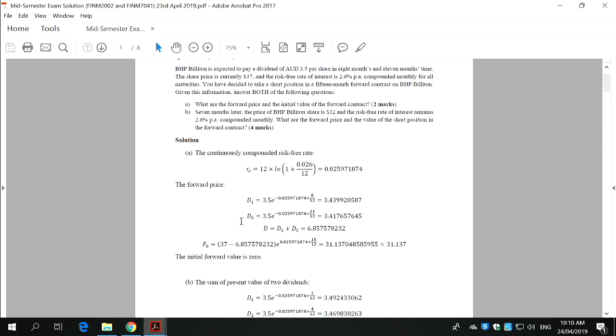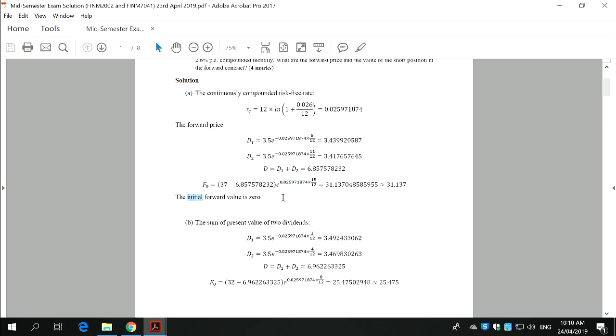Then the next thing you do is you have to strip away the dividends from the current share price. So you were told the current share price is 37. So 37 minus the present value of these two dividends, and you bring forward 15 months using the continuously compounded interest rate. So you'll be getting the forward price of 31.13. Okay, so I think everybody did pretty well in the first part. So the initial forward value is 0, right? So when a forward contract is just entered into, it has a value of 0, always 0.